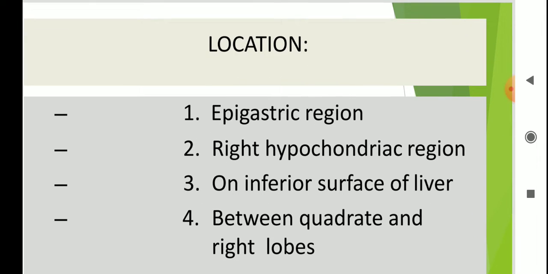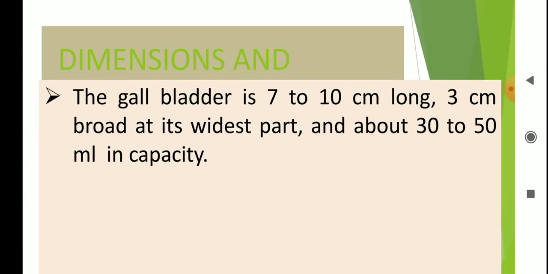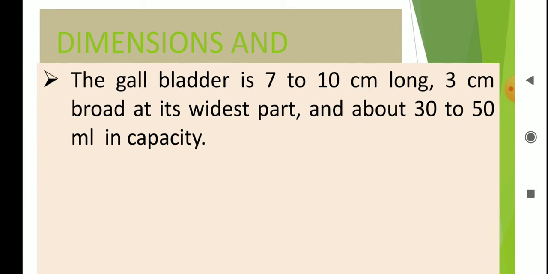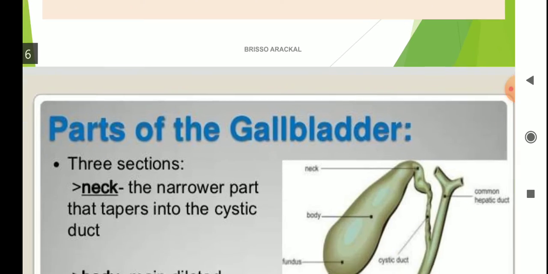Exact location: right hypochondriac region. This is first year anatomy, just to refresh you. It lies on the inferior surface of the liver between the quadrate and the right lobe. It is 7 to 10 centimeters long, 3 centimeters broad at its widest part, and about 30 to 50 ml in capacity. That's the quantity of bile that it can store.